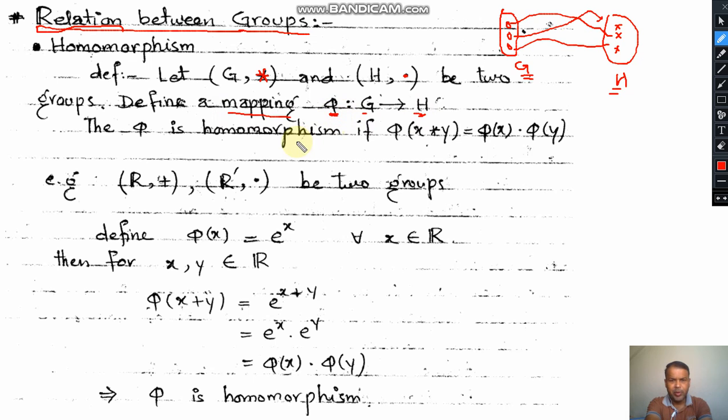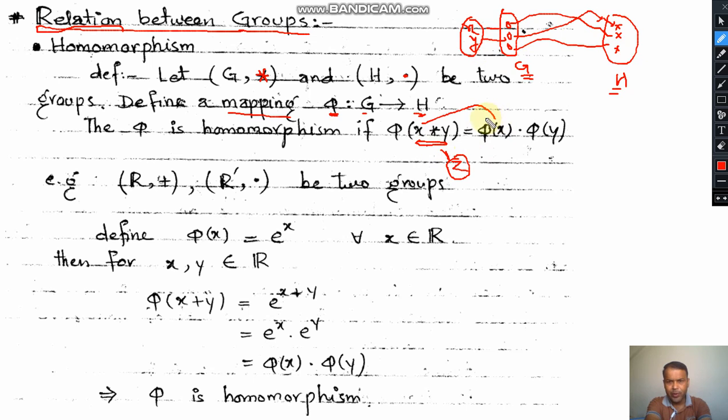Then this mapping is called a homomorphism if, when we take the composition of two elements available in group G and get the output, let us suppose the first element is X and the second element is Y. As G is a group, the closure property will hold. It means the composition of these two elements will be available in G. Let us suppose that is Z. Then what will be the mapping of this element Z? The mapping of Z will be another element available in H, and that is the composition of their individual mappings.